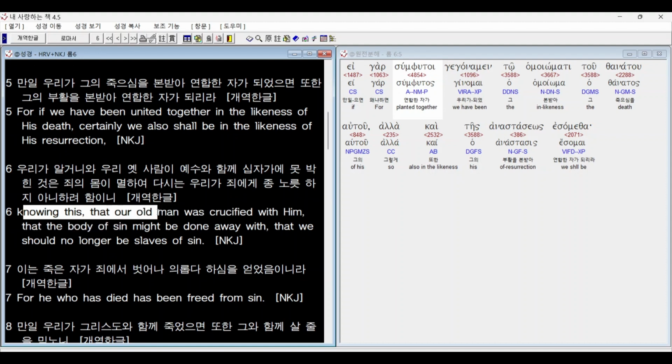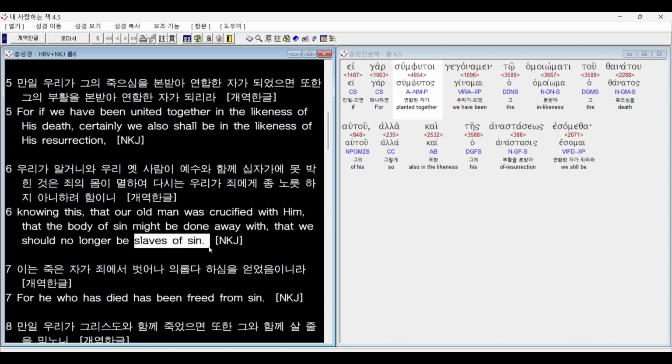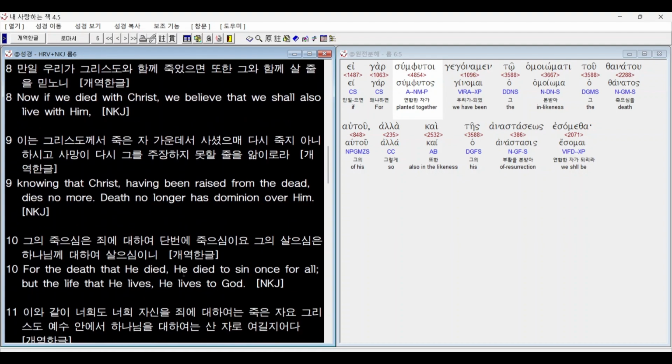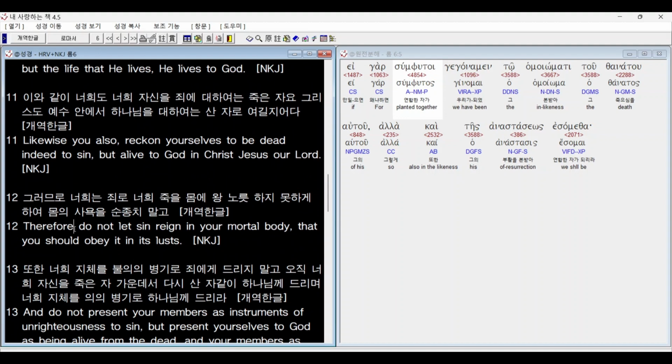Knowing this, that our old man is crucified with him, that the body of sin might be done away with, that we should be no longer slaves of sin. But whoever eats the green herb for food, the goal of living of the earth, when we come down, little down, verse 12, do not let sin reign in your mortal body, that you should obey it in its lust.